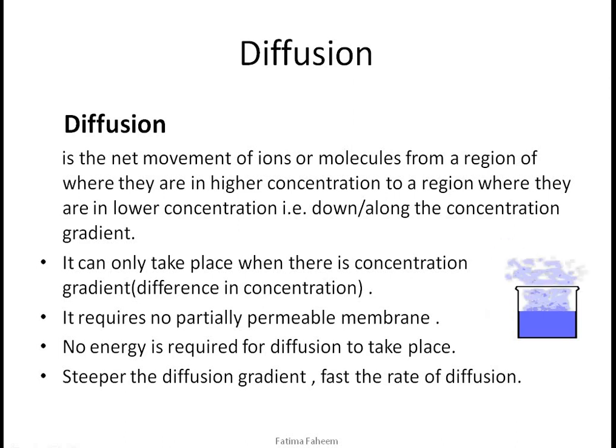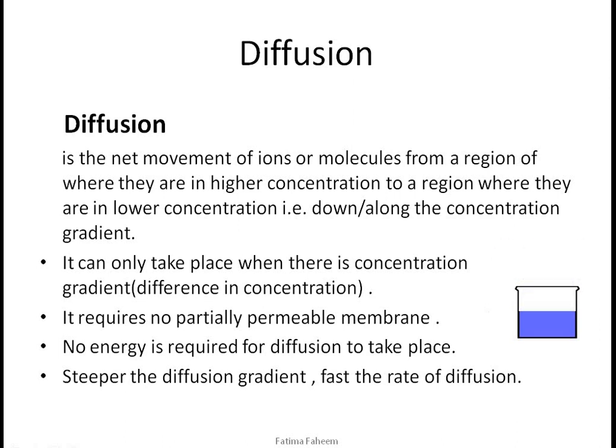Diffusion is the net movement of ions or molecules from a region where they are in higher concentration to a region where they are in lower concentration, or you can simply say that it is the net movement of ions or molecules down the concentration gradient or along the concentration gradient. All these expressions are correct.